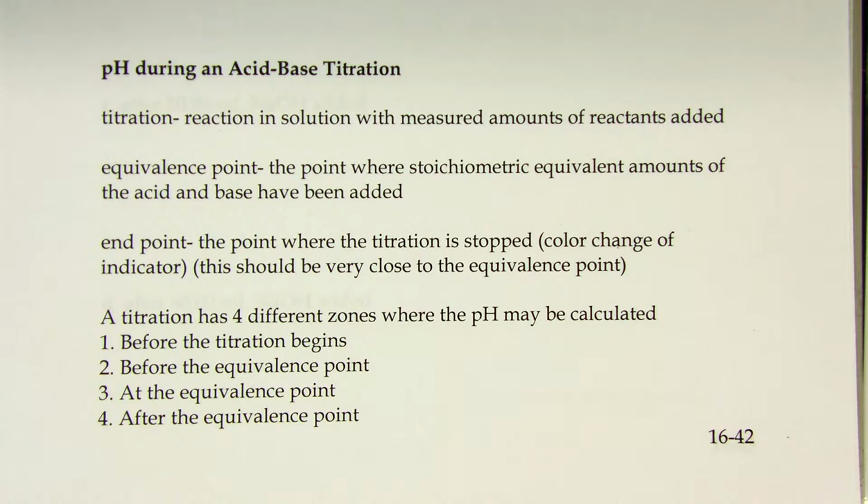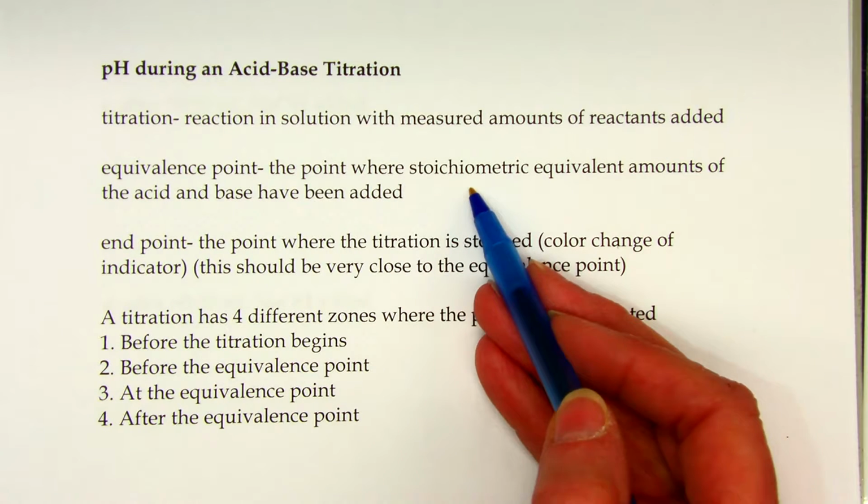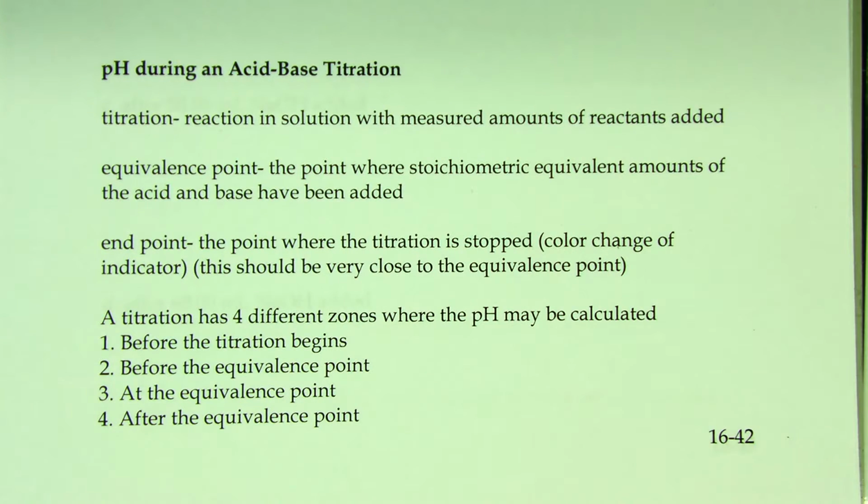So, we've done titrations. And in lab on Thursday, you're going to do a titration. So, a titration is defined as a reaction done in solution. We measure the amounts by volume of the reactants added. We talk about the equivalence point in an acid-base titration. And the equivalence point is where we want to stop. And that is where we have stoichiometric equivalent amounts of the acid and base. We're done because we have equal amounts.